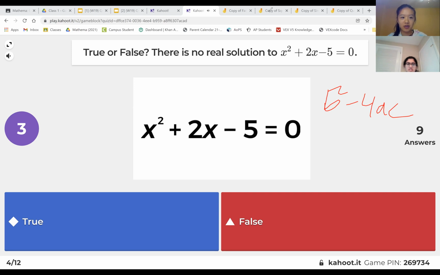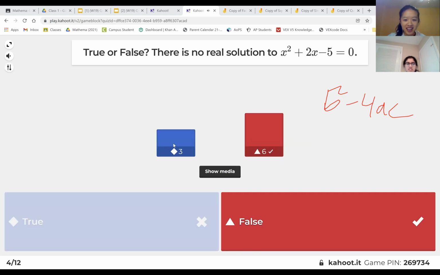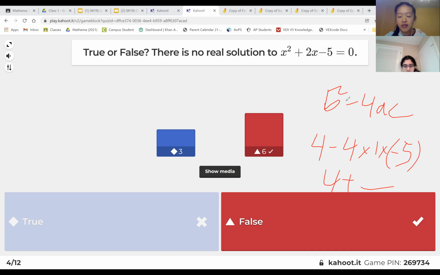I think we're probably waiting on one of the Amy 2.0s or something, because they're not actually answering in that one tab. So, okay. If we find the discriminant, the value of b is 2, so b squared would be 4 minus 4 times a, which is 1, times c, which is -5. Since we're multiplying a negative by a negative, it'll be 4 plus something. At this point, we don't even need to solve it, because 4 plus a positive thing is going to be positive. So there are actually 2 real solutions. So this would be false.